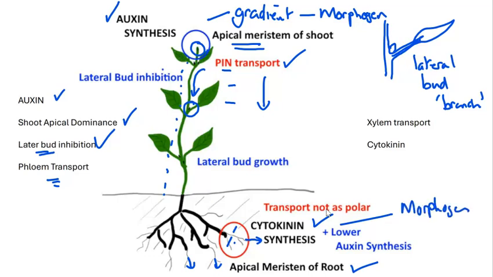So auxin inhibits lateral shoots and cytokinin inhibits lateral roots. The ratio of auxin to cytokinin determines whether or not we have lateral shoots or lateral roots. If we have a high concentration of cytokinin relative to auxin, then we will get the development of lateral shoots. They will grow outwards like so.